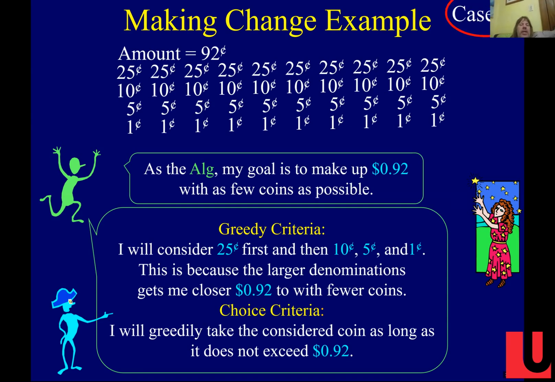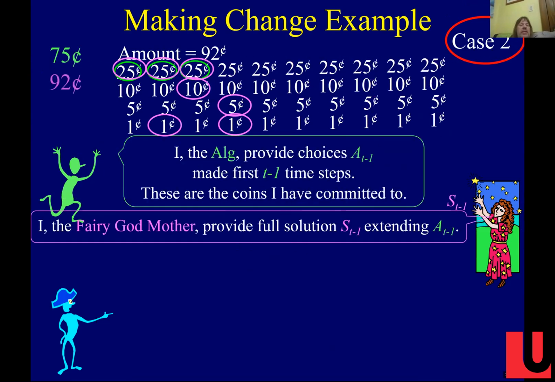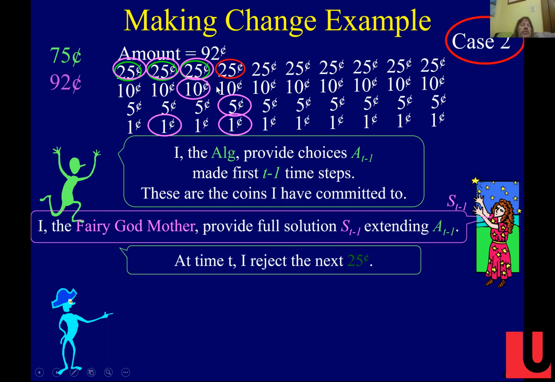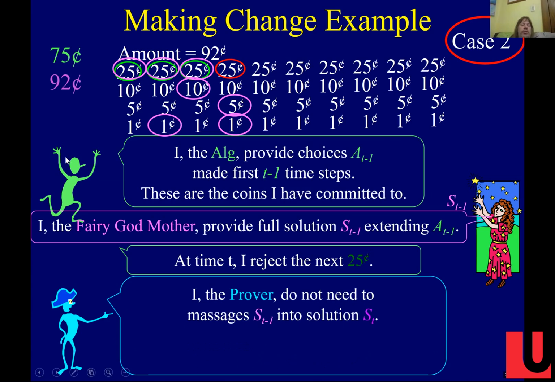So let's start back at the beginning. The algorithm commits to these 3 quarters, and the fairy godmother has an optimal solution consistent with taking those 3 quarters. And then the algorithm, what does it do? It rejects the next quarter, and the prover needs to possibly change ST so that it's consistent with ST minus 1. And is it possible that the fairy godmother took this extra quarter?